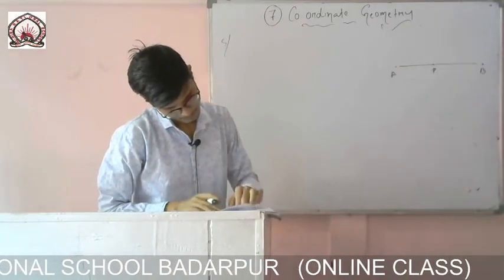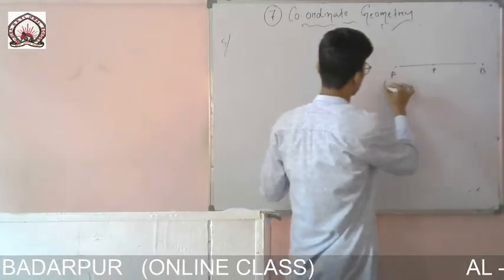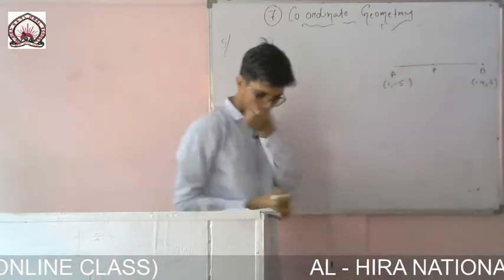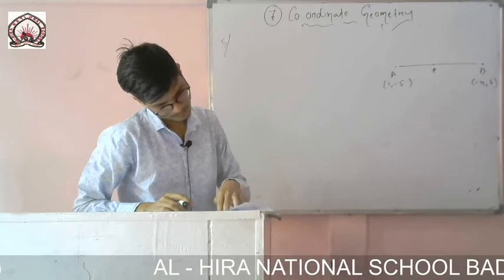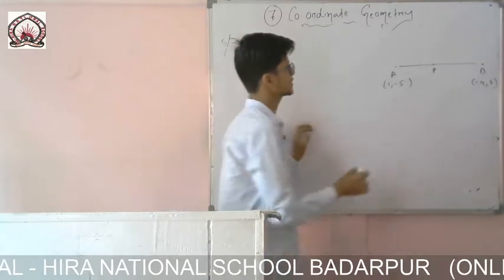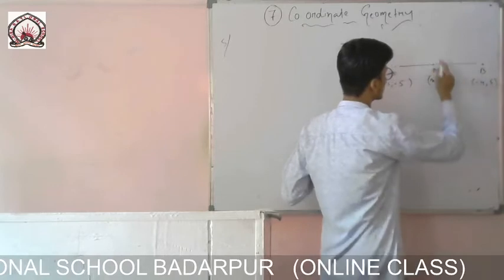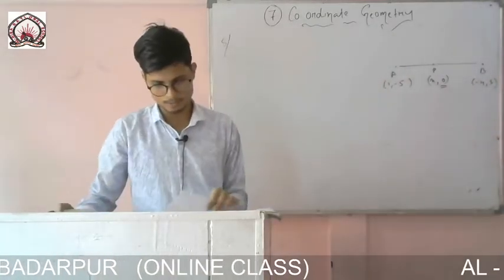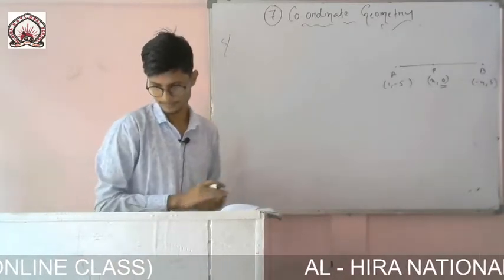So the coordinates are 1 comma minus 5 and minus 4 comma 5, okay. So if it is divided by this point, then if I take this one as x, the y coordinate will be 0, because this line is divided by the x-axis, okay. That means the y coordinate will be equal to 0.